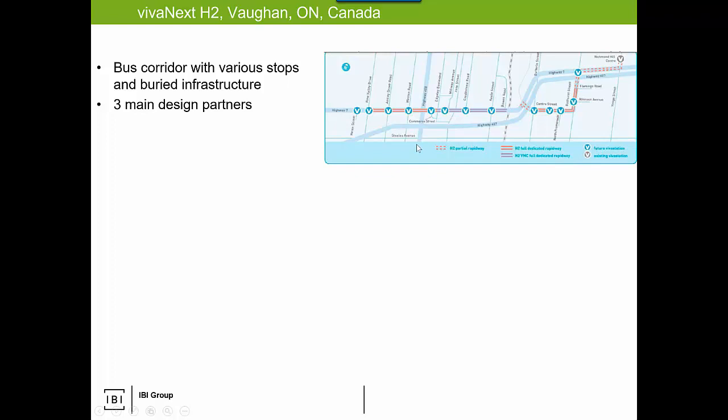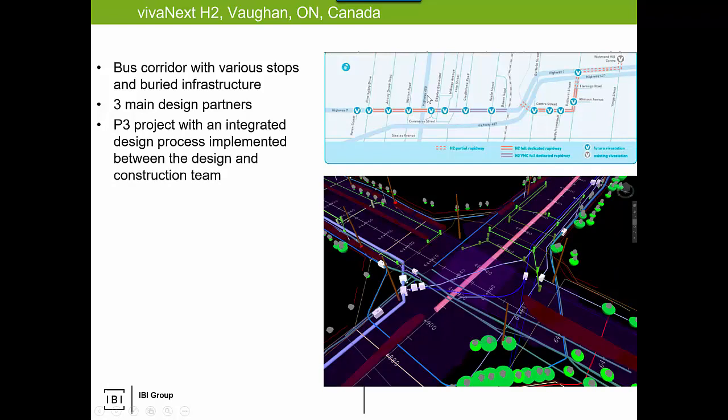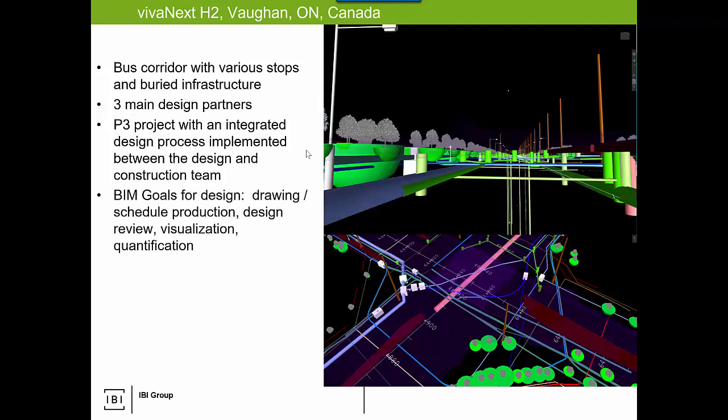So a lot of items were modeled. Our BIM goals were drawings and schedule production, design review, visualization, as well as quantification. And just take note here, I always pause on this one. This here is a clash between a proposed pipe and the eventual size of the root bulb of a tree. So imagine that, a temporal clash that we had to deal with. When the tree is planted, no clash. In 10 years, when the root bulb is expanded, potential clash, and it was adjusted.